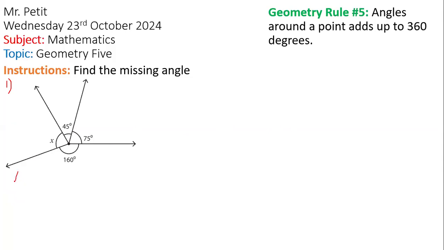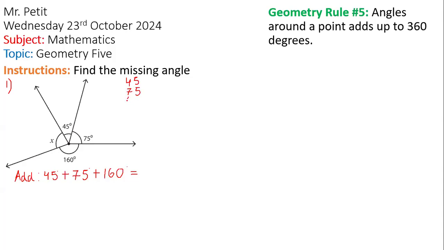So we have to add. 45 degrees plus 75 degrees, plus 160 degrees. And so when we add them all up, what did y'all get? 280. 280 flat.